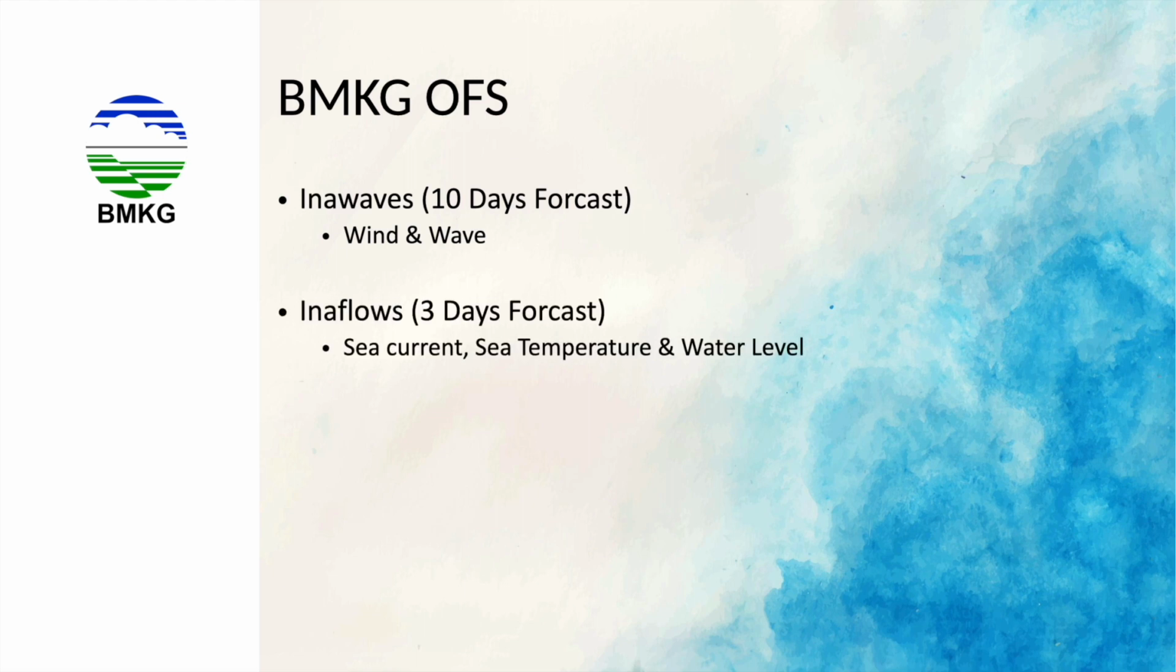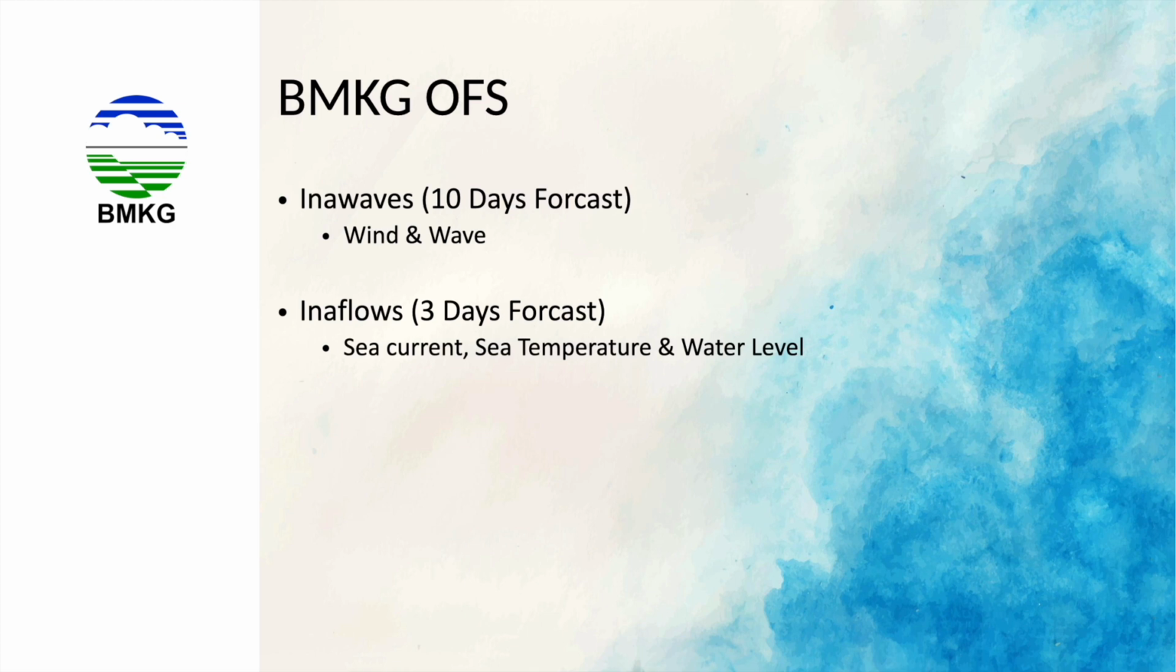BMKG-OFS, or BMKG Ocean Forecast System, is the system developed by the Marine Meteorological Center in order to get information about ocean weather and ocean phenomena by using numerical weather prediction, or NWP. We have two datasets that we will share with you in this tutorial. First is INAWFS. INAWFS comes with a 10-day forecast of wind and wave parameters. And the second one is INAFLOW, which contains a 3-day forecast of sea current, sea temperature, salinity, and water level. We release these datasets twice a day, at the 0 UTC runtime and the 12 UTC runtime.